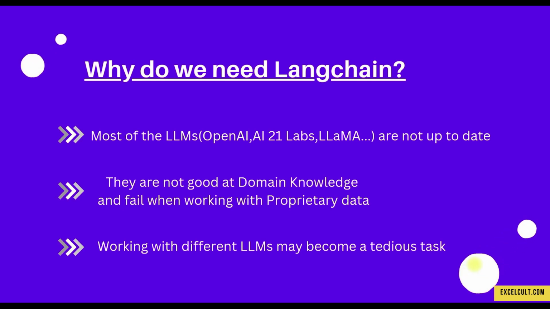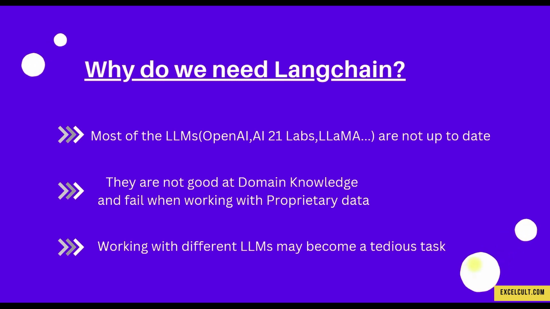So let's have the same assumption here and try to understand what exactly LangChain is solving. Maybe if you are familiar with the LLMs available in the market, like OpenAI and AI21 Labs, all of these are not up to date. They have been trained on data up to a particular date. After that, these LLMs have no idea about the recent events taking place around the world. So you will not be able to get any information from these LLMs about current events.